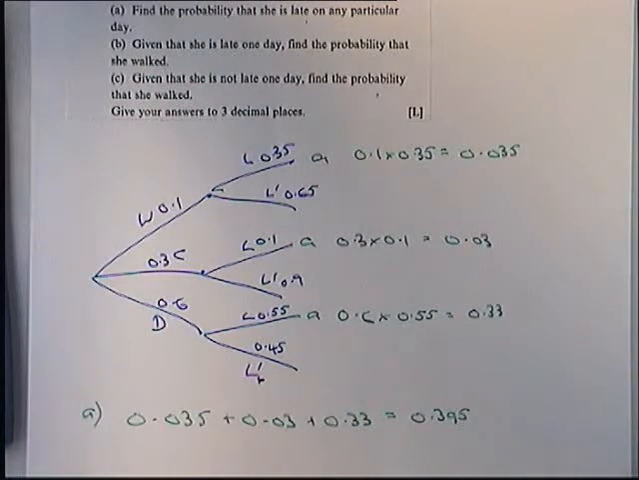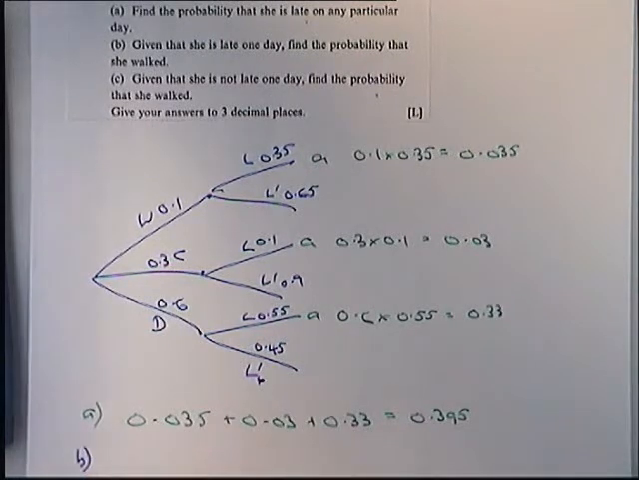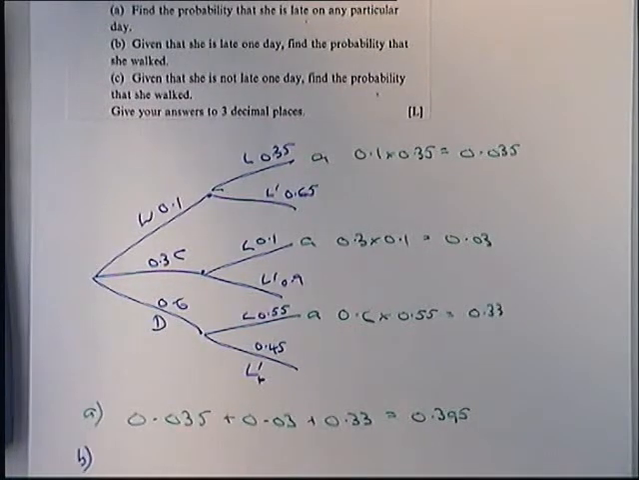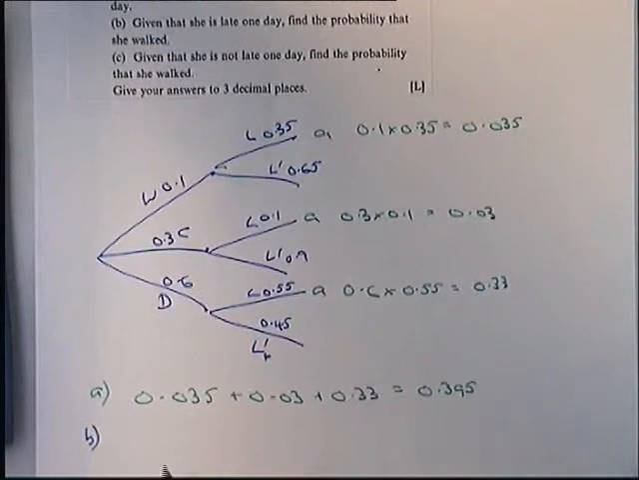Part B is saying, given she is late on one day, find the probability she walked. Can we put that into notation first of all? Part B. Given she is late one day, find the probability she walked.